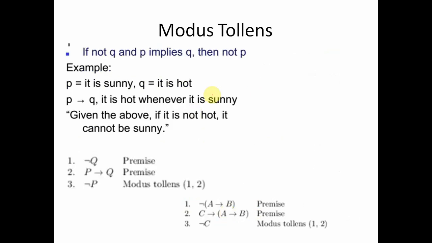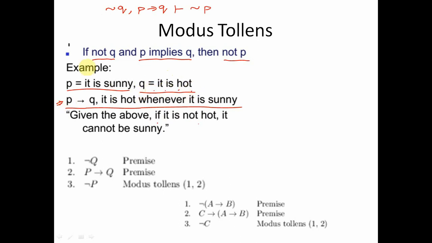Let's see the other one, modus tollens, which says if not Q and P implies Q, then not P. It says not Q, P implies Q, and the conclusion is not of P. Once again, P is it is sunny, Q it is hot, and P implies Q says it is hot whenever it is sunny. If I assume this to be true and I say it is not hot, then I can conclude it is not sunny.